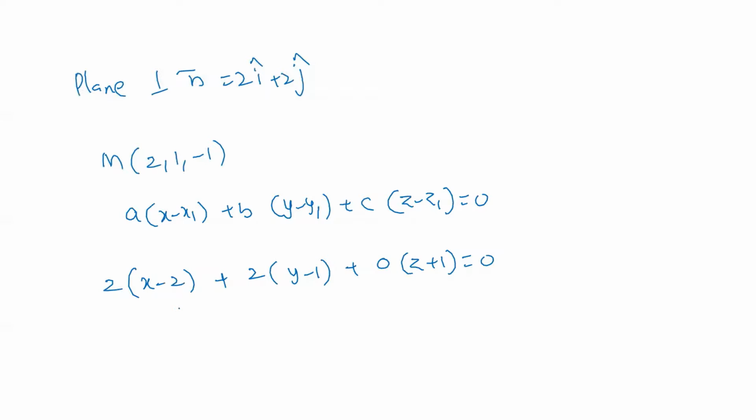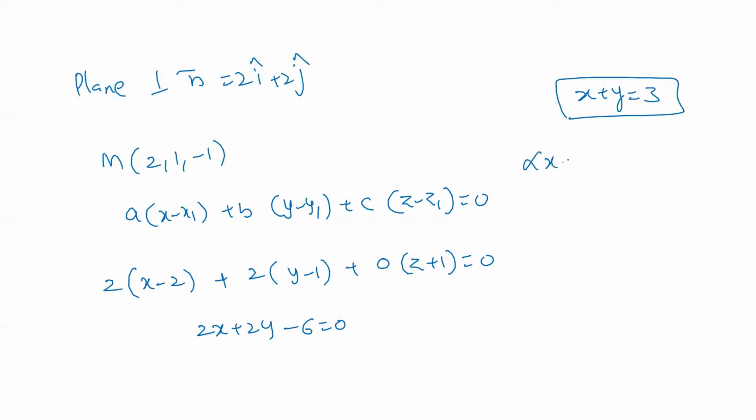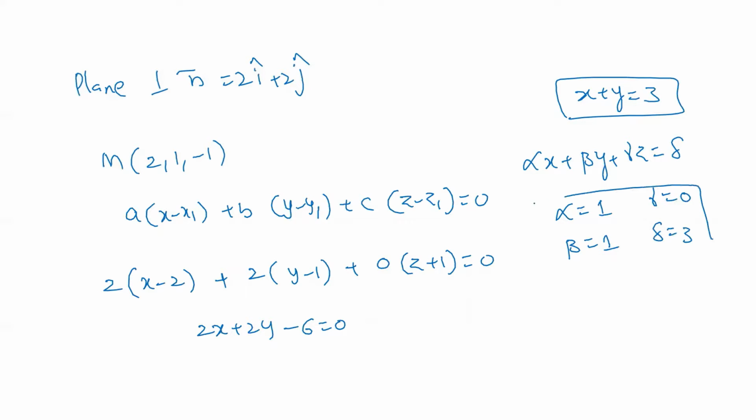So ultimately, if you simplify this one, so what are we going to get? So the equation of the plane is going to be 2x plus 2y minus 6 equal to 0, or we can simply write the equation of the plane as x plus y equal to 3. So now by comparing this one with alpha x plus beta y plus gamma z equal to delta, we can directly tell the value of alpha is going to be equal to 1, the value of beta is going to be equal to 1, and gamma equal to 0, and the value of delta equal to 3. So this is what we got here by solving this question: alpha equal to 1, beta equal to 1, gamma equal to 0, and delta equal to 3.